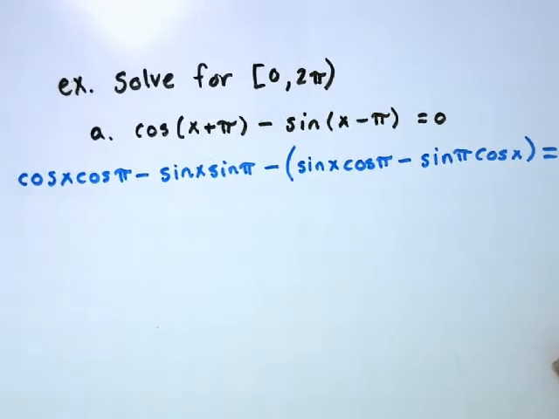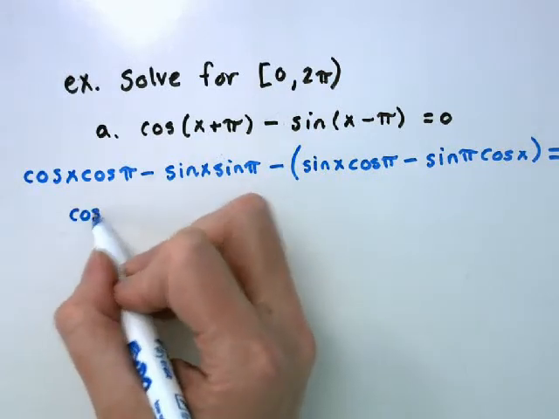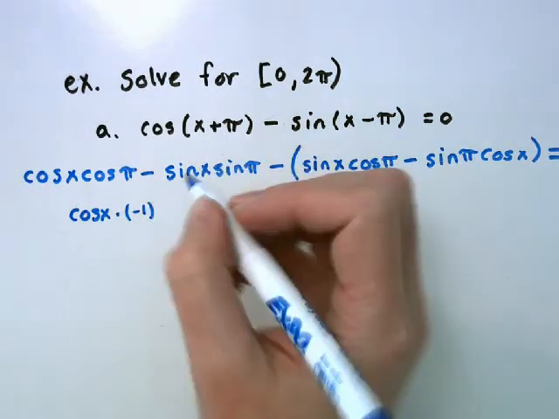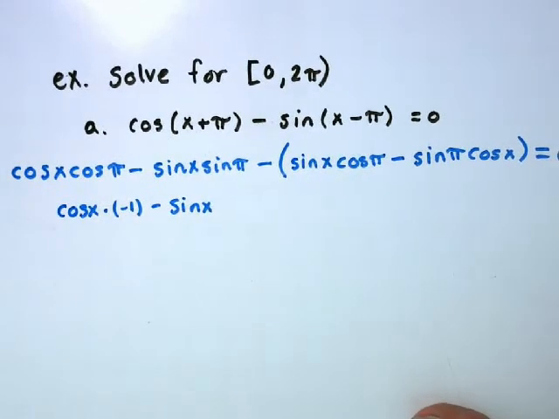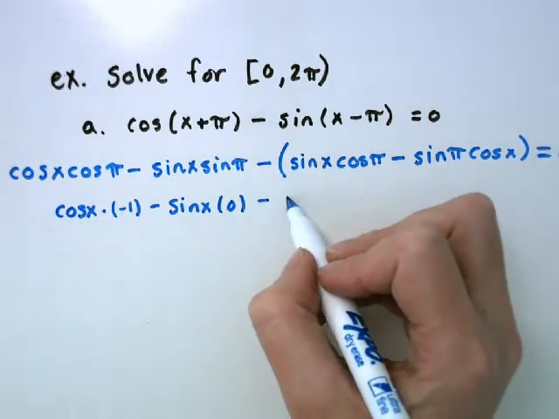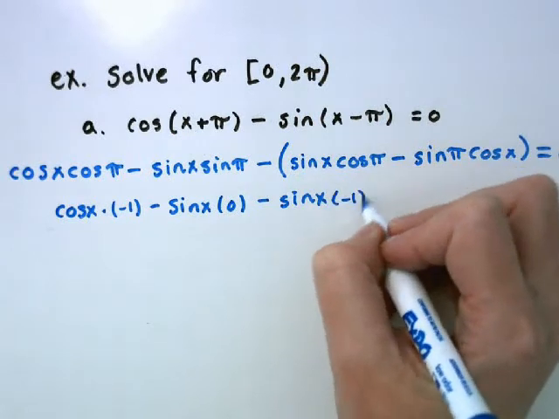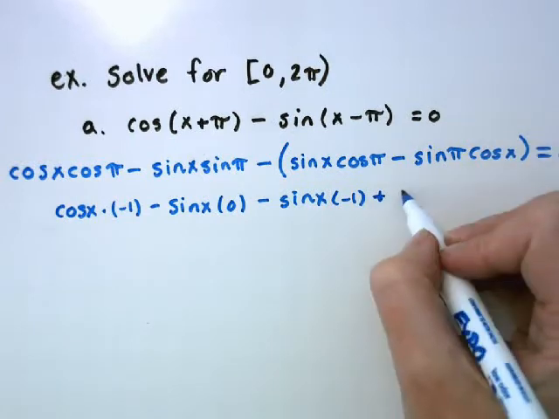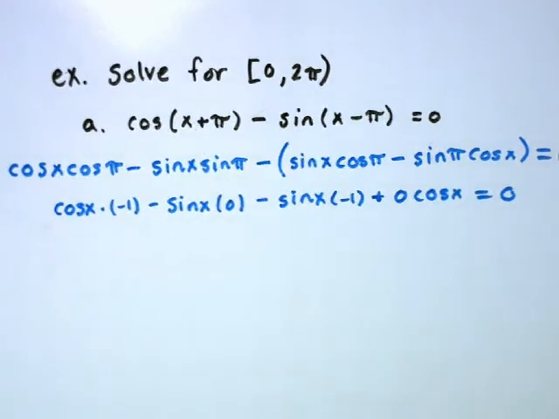Okay, so I'm going to evaluate each of the things that have pi. So this is going to be cosine of x times the cosine of pi, which is -1, minus sine of x times sine of pi, which is 0, minus sine of x cosine of pi, which is still -1, and then minus makes this a plus. Sine of pi is 0 times the cosine of x. All of that equals 0.